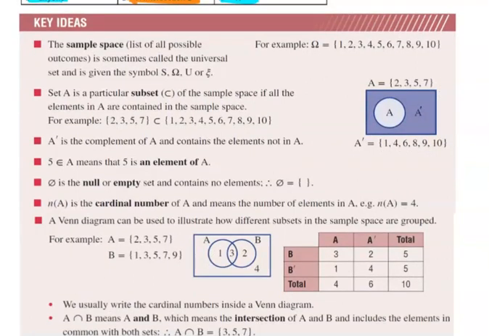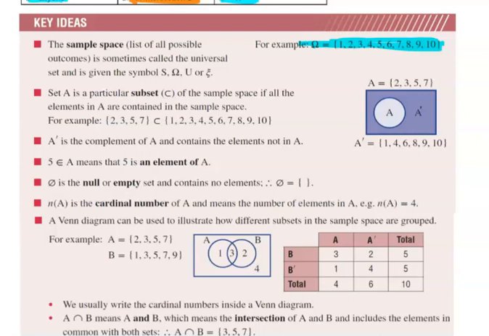So looking at the key ideas for this section, the sample space, and that's all of our possible outcomes. So if we're looking at this example here, we've got the numbers 1, 2, 3, 4, 5, 6, 7, 8, 9, and 10. It's sometimes called the universal set, and it's given the symbol S, so S for sample space. Here we've got omega, U for the universal set, or we also have this curly E, which is called xi.